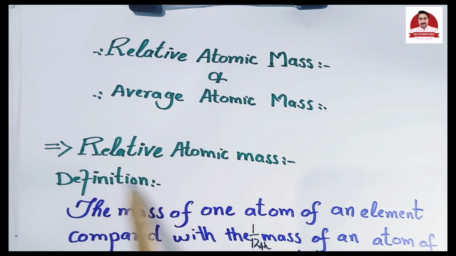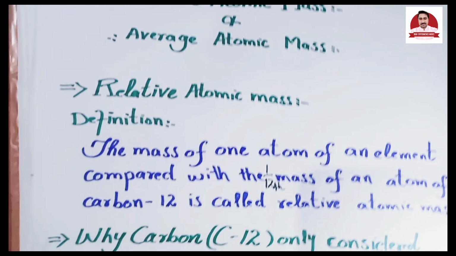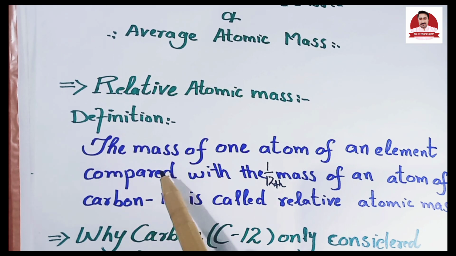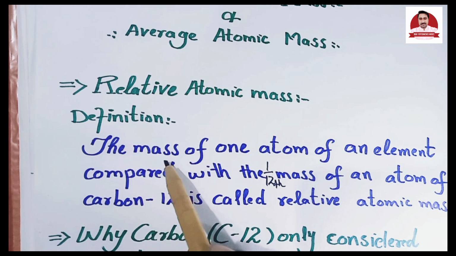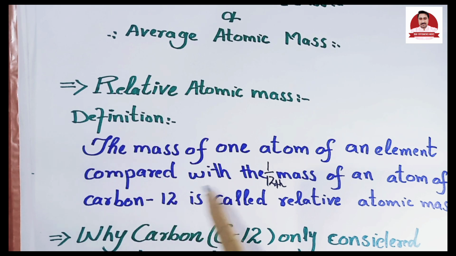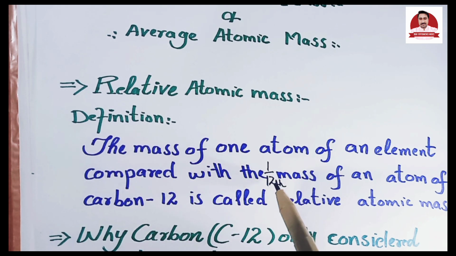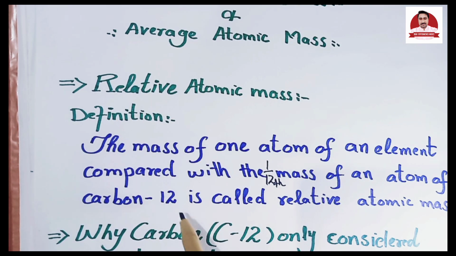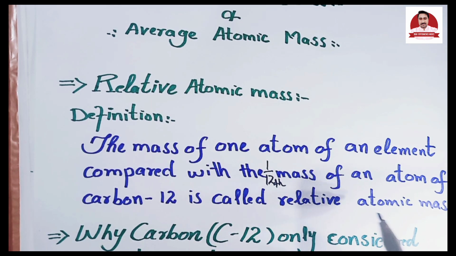By definition, we can define it. What is relative atomic mass? The relative atomic mass is the mass of an atom of an element compared with 1/12th the mass of an atom of carbon-12.